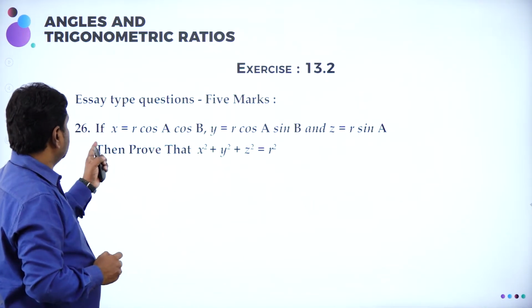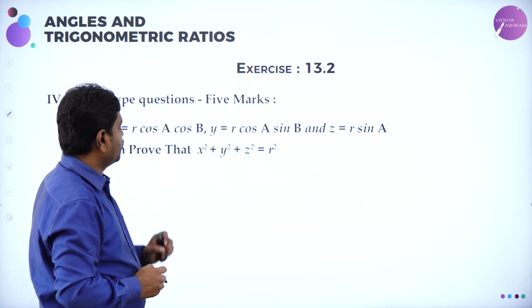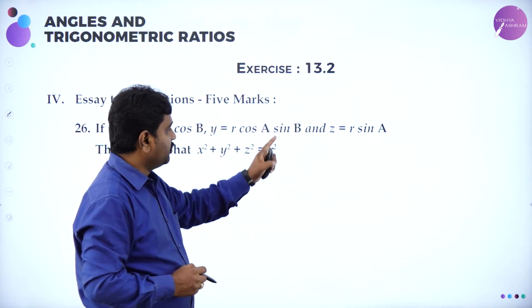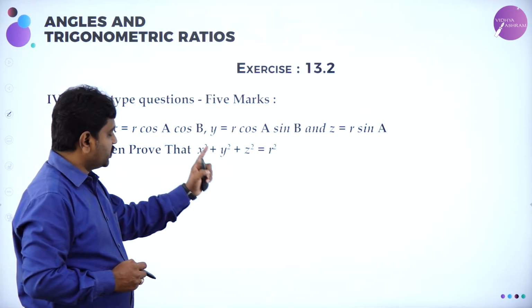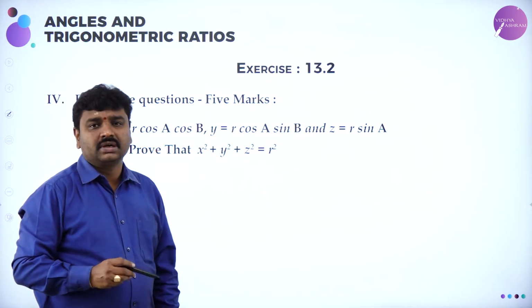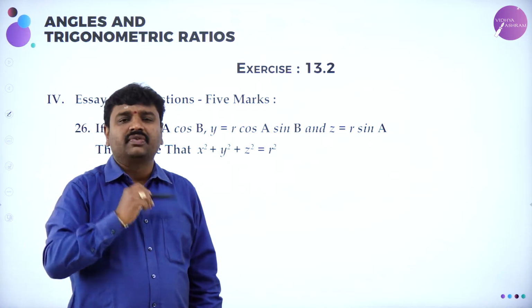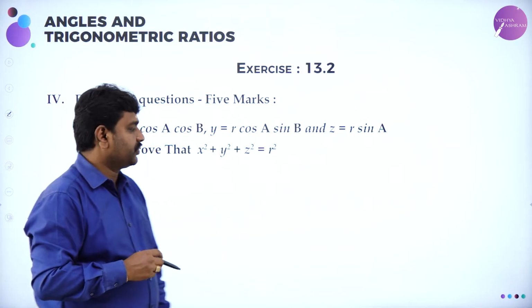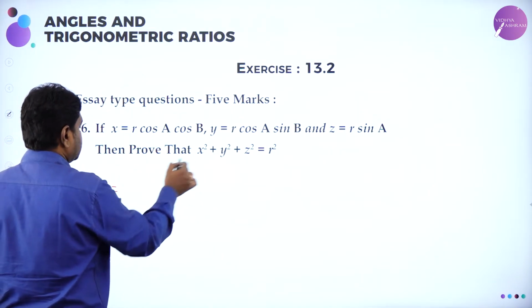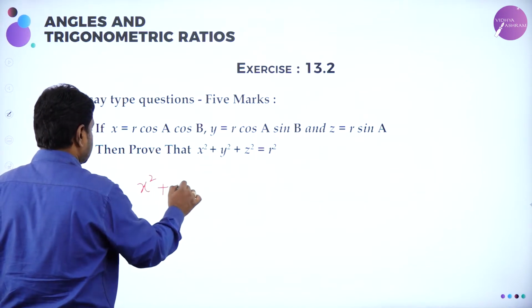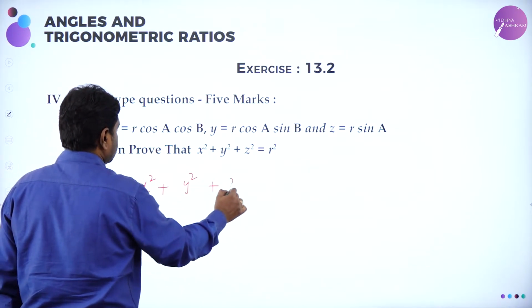That is, if x is r cos A cos B, y is r cos A sin B, z is r sin A, then prove that x square plus y square plus z square equals r square. So take LHS, substitute the value of x, y, z and simplify. So we'll take LHS. What is LHS? X square plus y square plus z square.